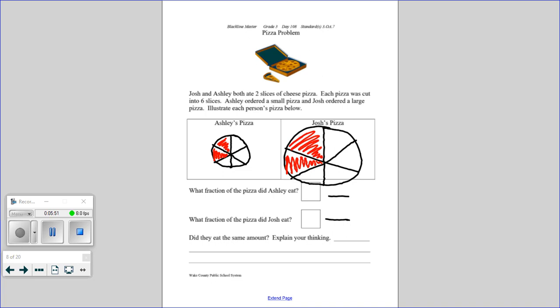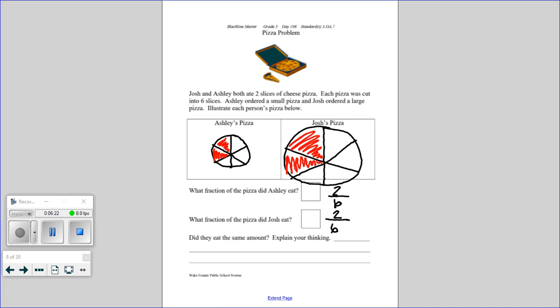So we know that both Ashley and Josh, their pizza was divided into 6 equal slices, which means 6 would give us the total. That's going to be our denominator. So both of these are actually going to have the same denominator because they're both split into the same amount of pieces. They both ate the same number of pieces. So the numerator is how many pieces they ate, which is 2. Whoa, it's the same fraction.